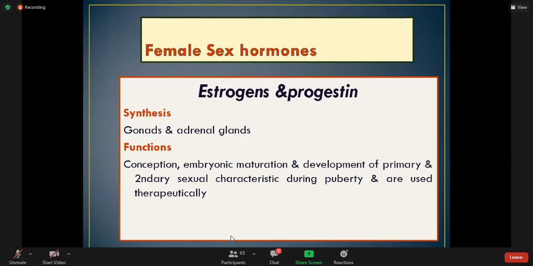So a little bit we are going to revise, because in contraceptives two major hormones take a key role: estrogen and progestin. These are labeled as female sex hormones and released mainly from the ovary, right? Their functions include facilitating the process of conception, embryonic maturation, and development of primary and secondary sexual characteristics during puberty, and they are used therapeutically.